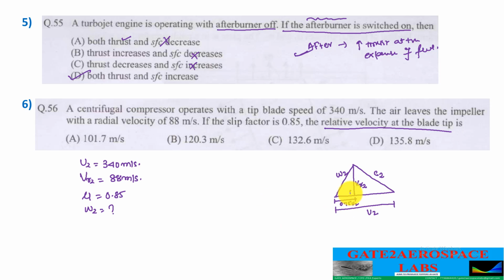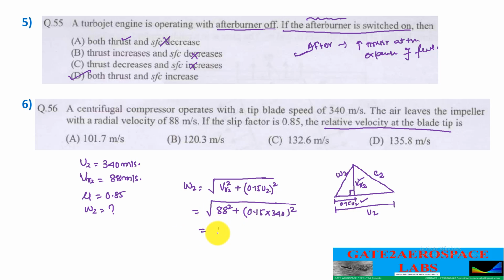Okay, then this one we have to determine. Now if you see this triangle, we know the value of VR2, and we know the value of U2, then W2 will be equal to root under VR2 square plus 0.15 U2 square. Then this will be equal to root under 88 square plus (0.15 into 340) square. If you compute this, you will get 101.71 meter per second. So the answer is A.